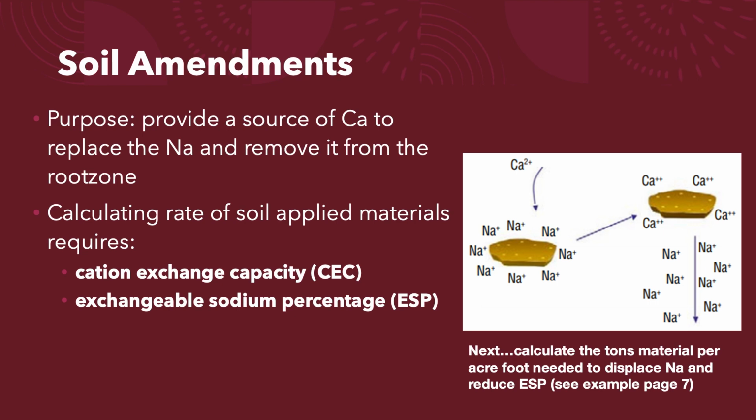You need to ask for a cation exchange capacity analysis, which may not always be given when you order a soil analysis. There are ways to calculate that, but this might be the easiest way for the purpose of this example. Ask for cation exchange capacity, and then you need to know what your exchangeable sodium percentage is, like in the example that Ben gave. These are going to be the two important components of doing a calculation. Next, we can go through how to calculate the tons of material per acre foot needed to displace sodium and reduce the exchangeable sodium percentage.